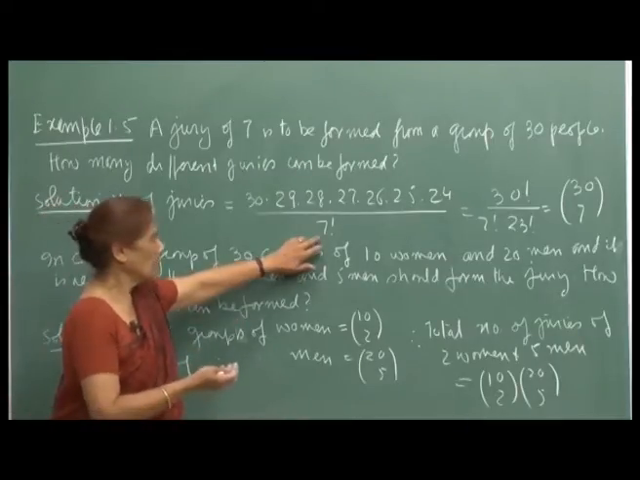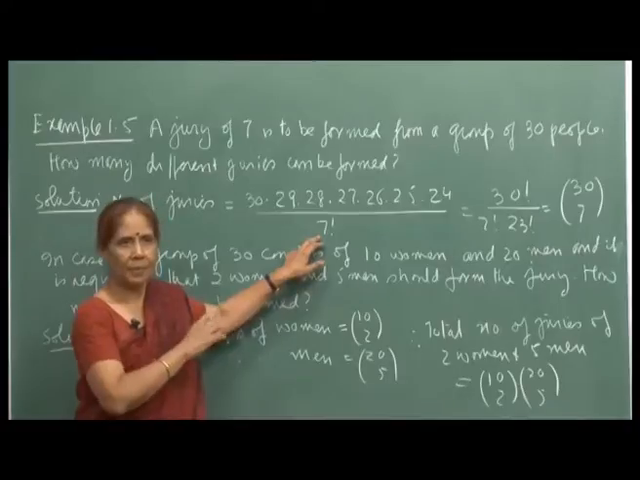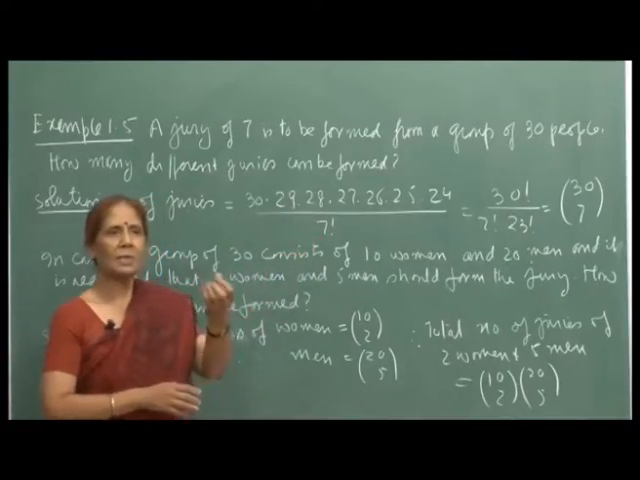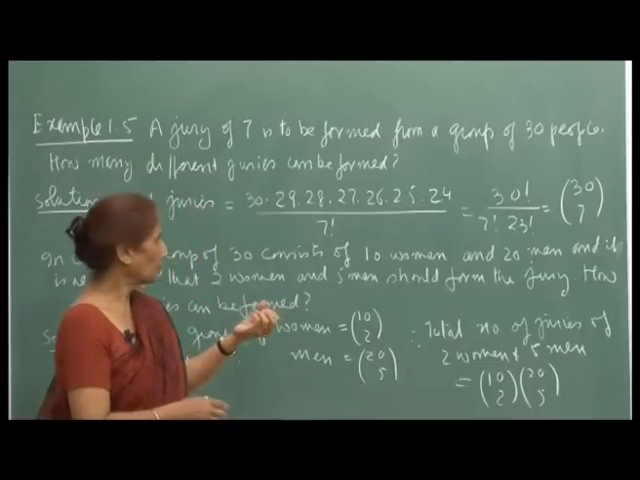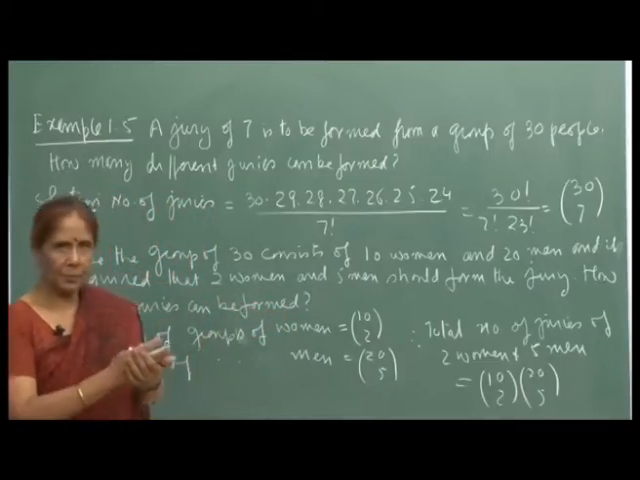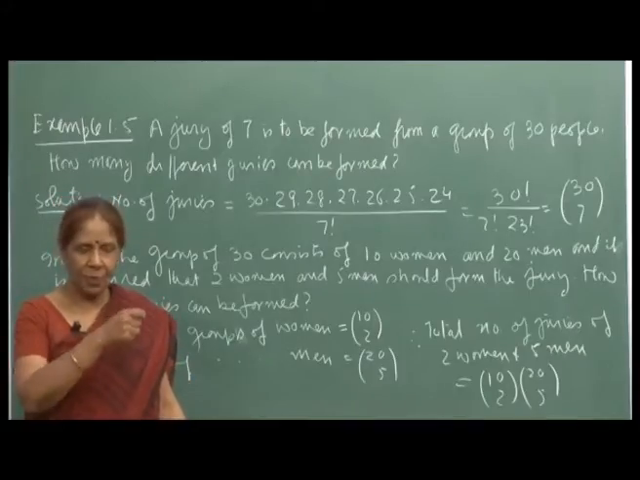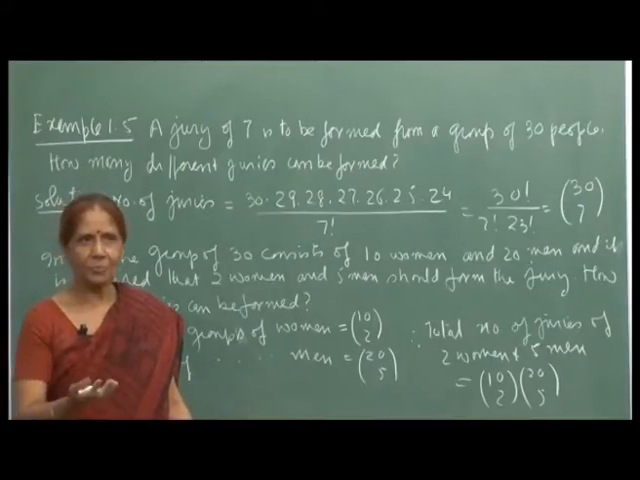So, therefore, we will have to divide by 7 factorial to get the possible number of juries, because for this set of 7 people that you are forming the jury, you are not looking at in what order they got selected, that is not important, right.